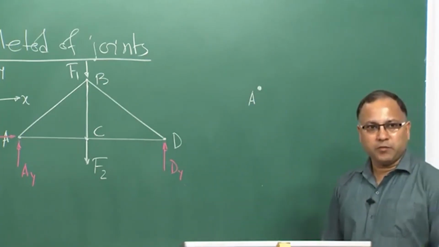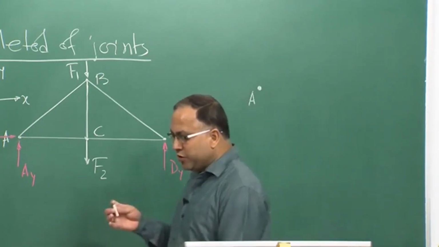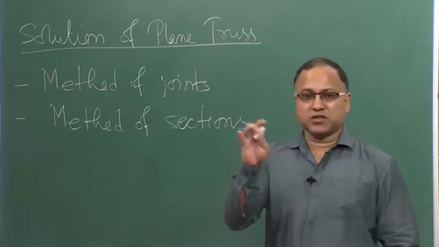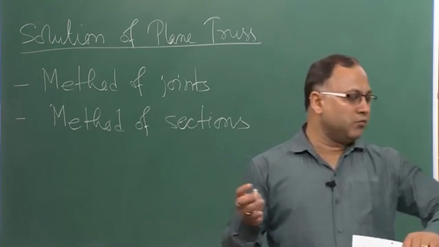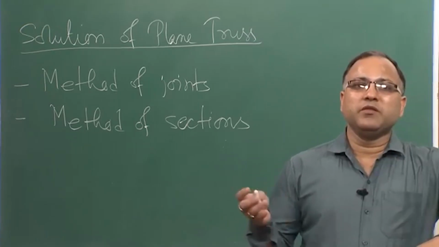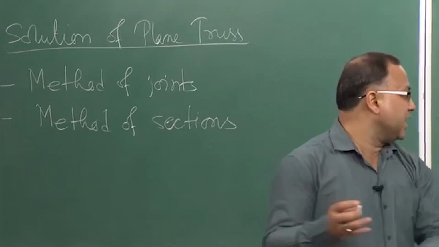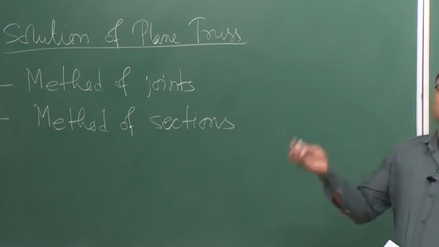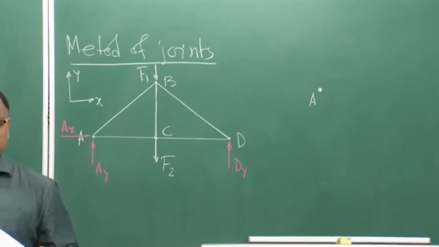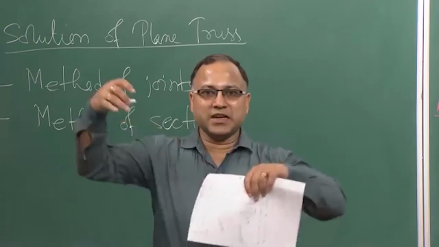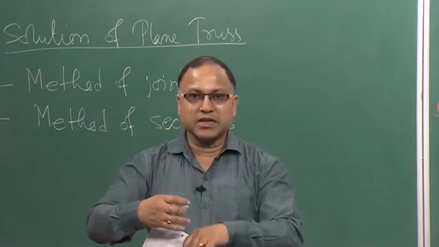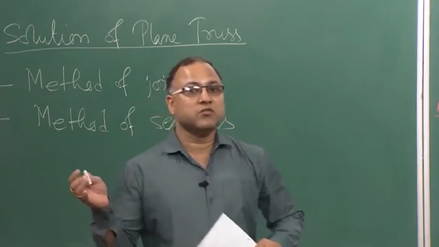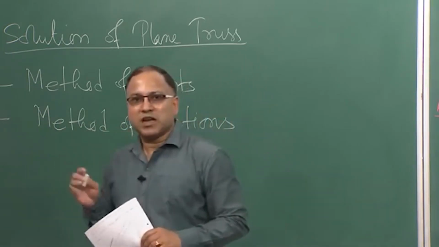So, when I am talking about joint A, how many equations of equilibrium are available with me? 2, because the moment equation will give me the trivial solution, because if I take the moment with respect to point A, of course, the moment of all the forces will be 0. Whatever forces are converging or emerging from point A, the moment of all the forces will be 0. So, that is not serving my purpose.